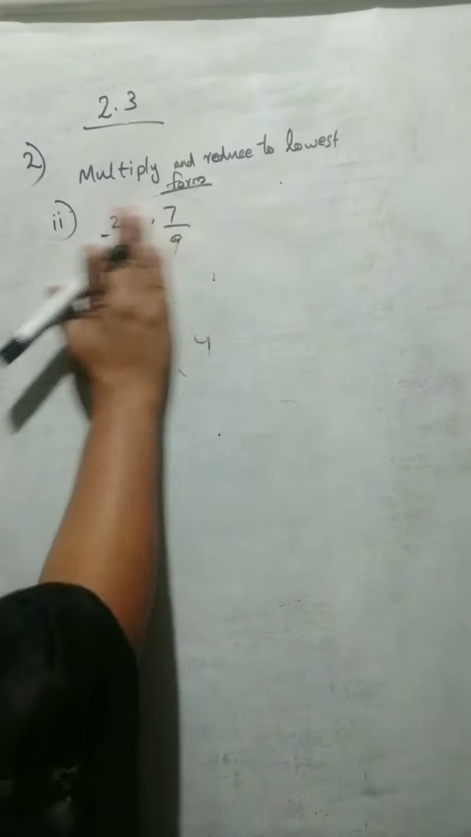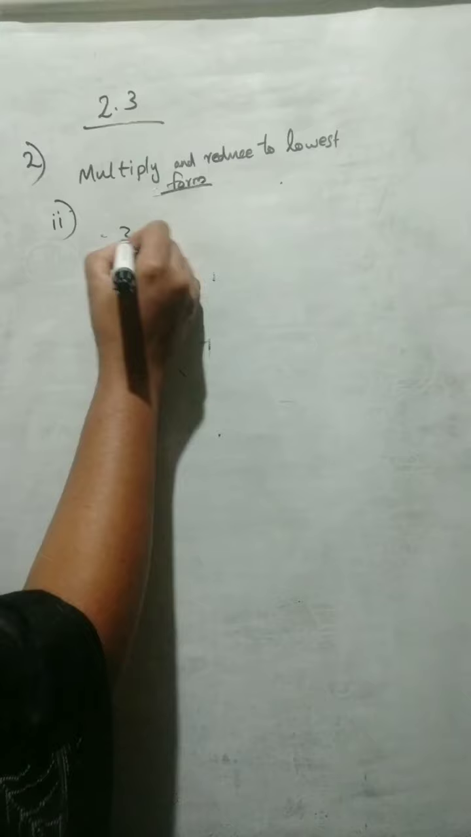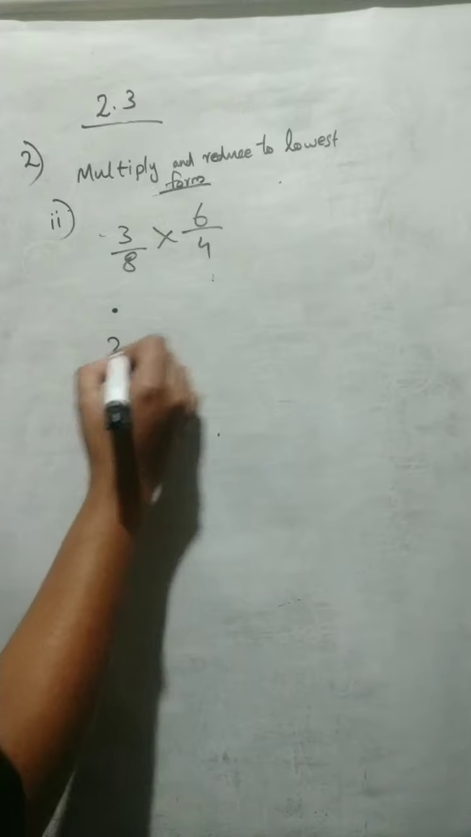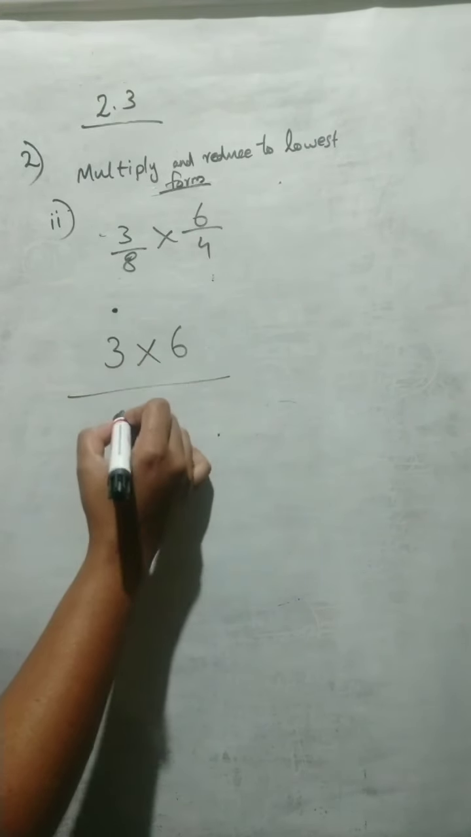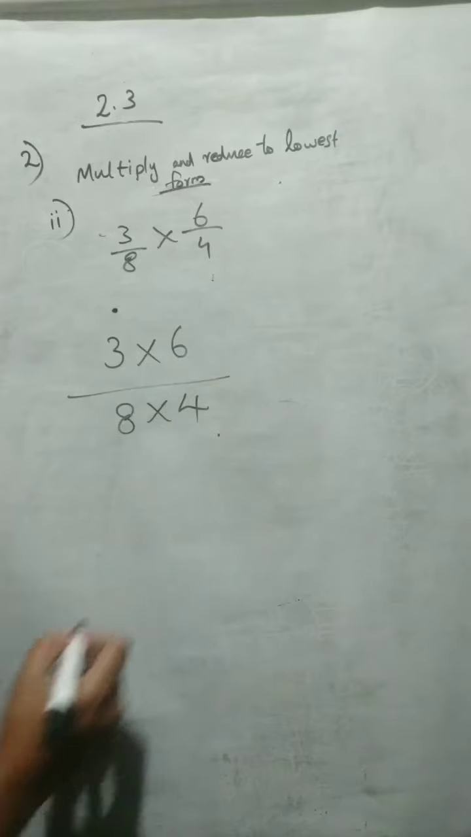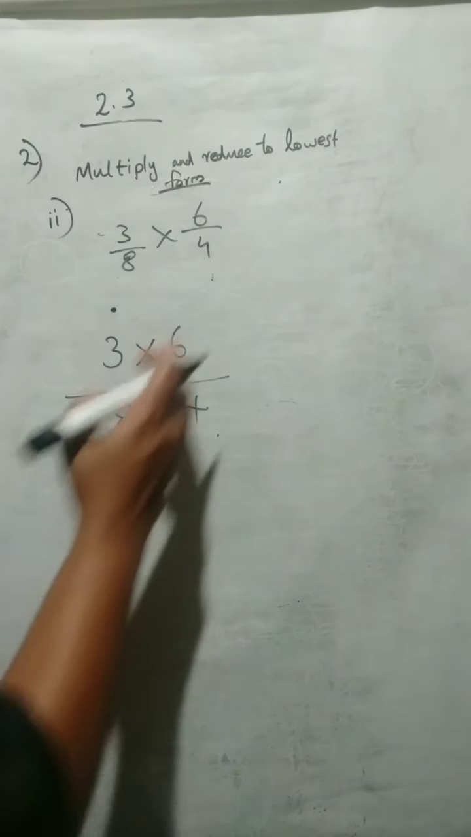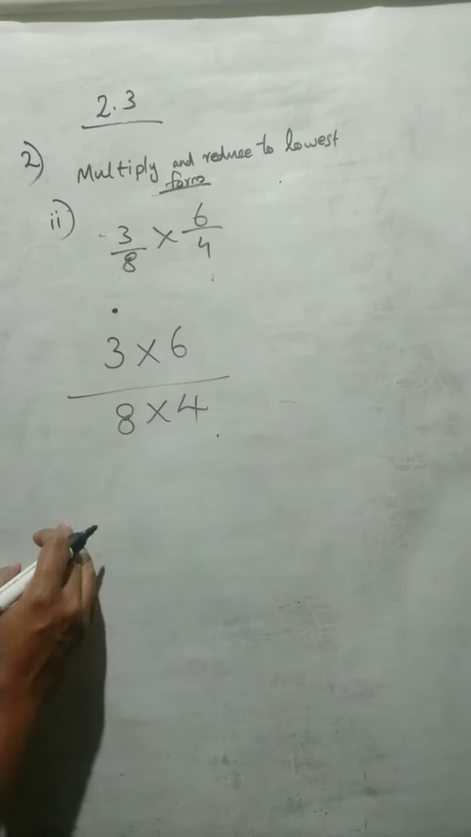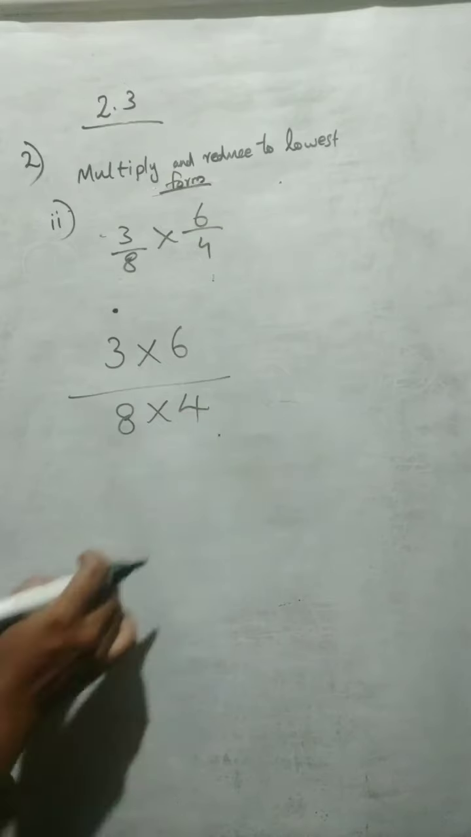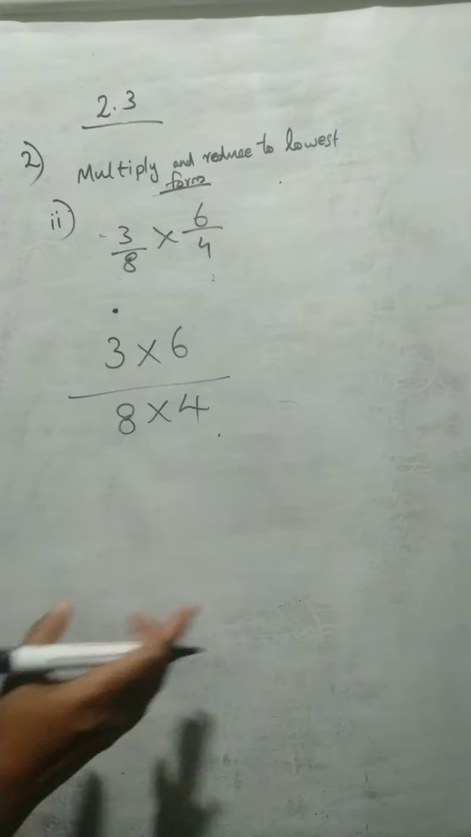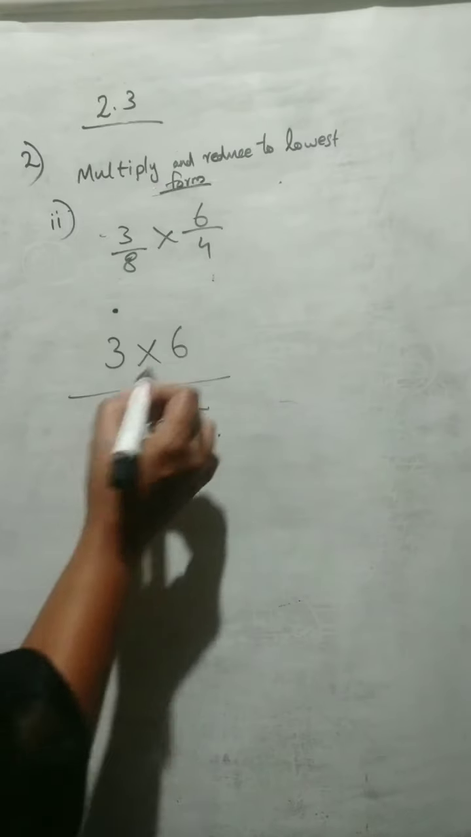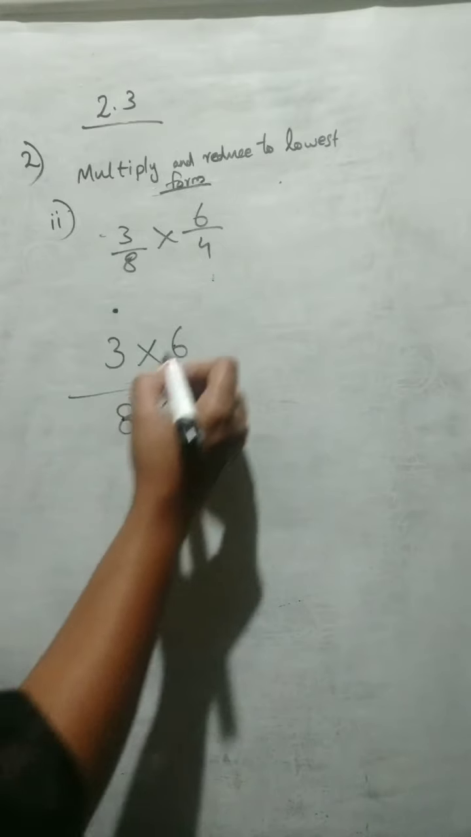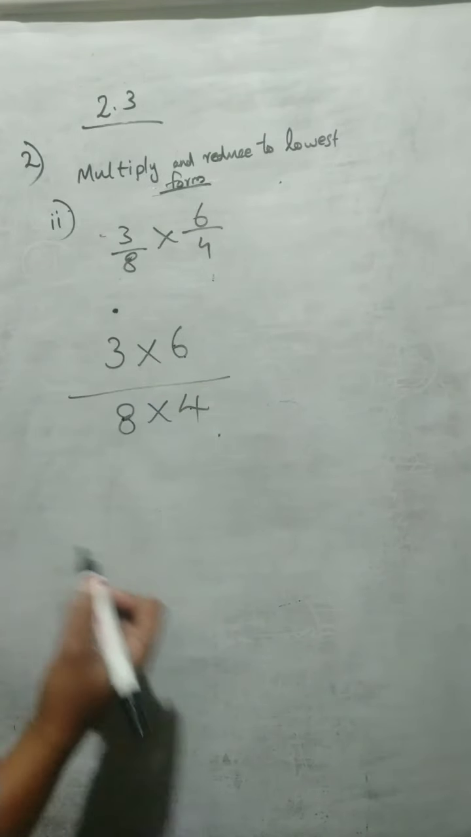Okay. Then the next question is 3 upon 8 multiplied by 6 upon 4. So 3 times 6, the whole divided by 8 times 4. How can we cut? Here there is no same number. But we know that in 2's table 6 is there. Also 4 is there. Also 8 is there. So how can we cut? We can cut 6 and 8, or 6 and 4. Whichever one you need, you cut there.